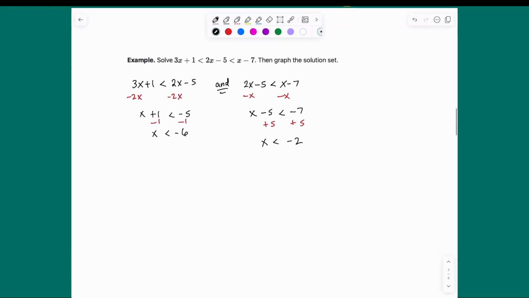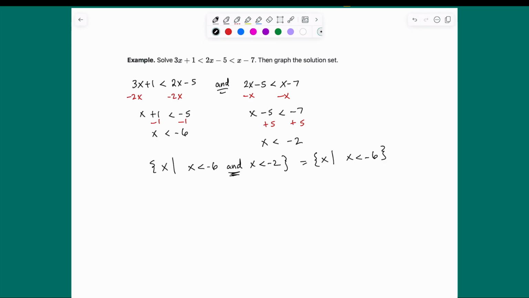And so now, what is this in set builder notation? The solution set in set builder notation would be the set of x such that x is less than negative 6 and x is less than negative 2. However, notice that any number that is less than negative 6 also satisfies x is less than negative 2. And so we're taking the intersection, or the region where they overlap. This can be more compactly written as the set of x such that x is less than negative 6, because those are the only ones that are going to satisfy both inequalities.